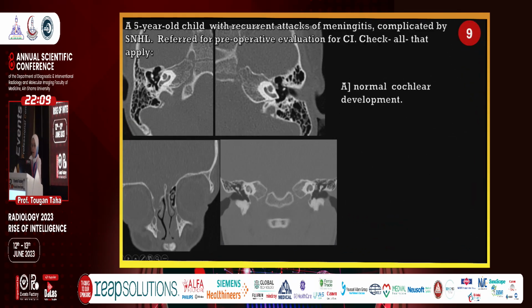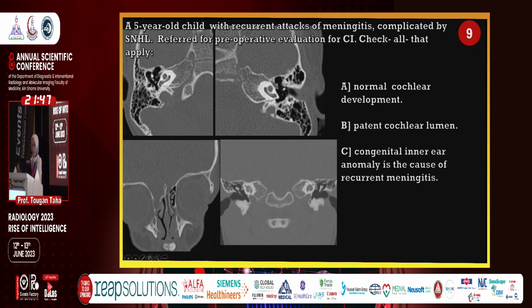My next case is a 5-year-old child with recurrent attacks of meningitis complicated by sensorineural hearing loss, referred for pre-operative evaluation for cochlear implant. Please check all that apply. A, this is normal cochlear development, patent cochlear lumen. C, congenital inner ear anomaly is the cause of recurrent meningitis. D, the study is unremarkable. Please answer.